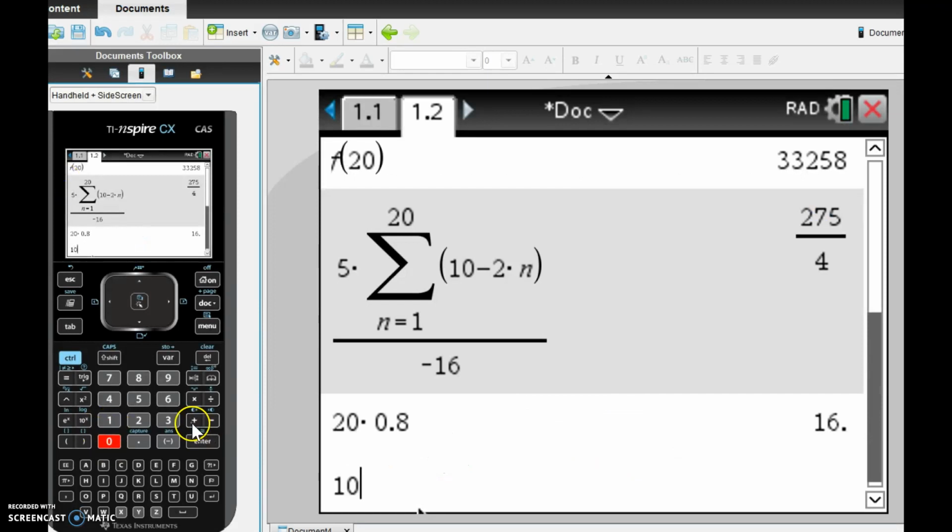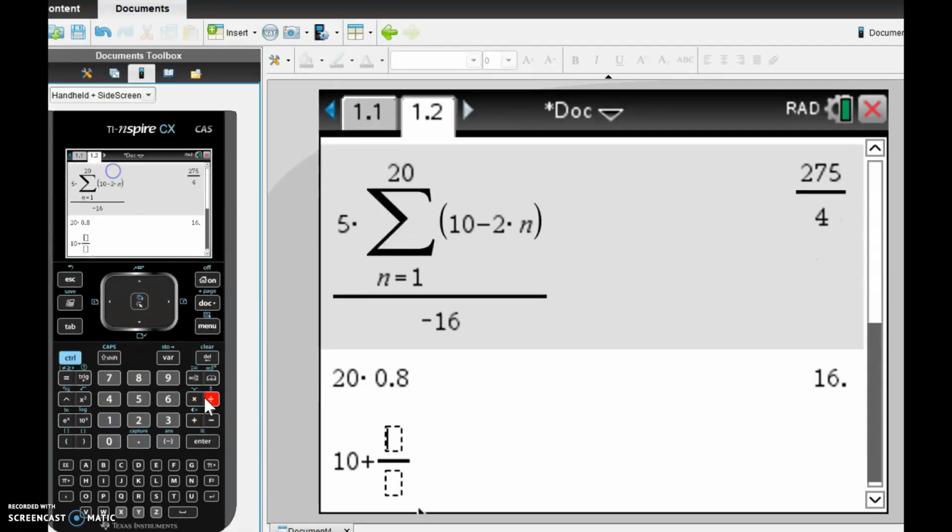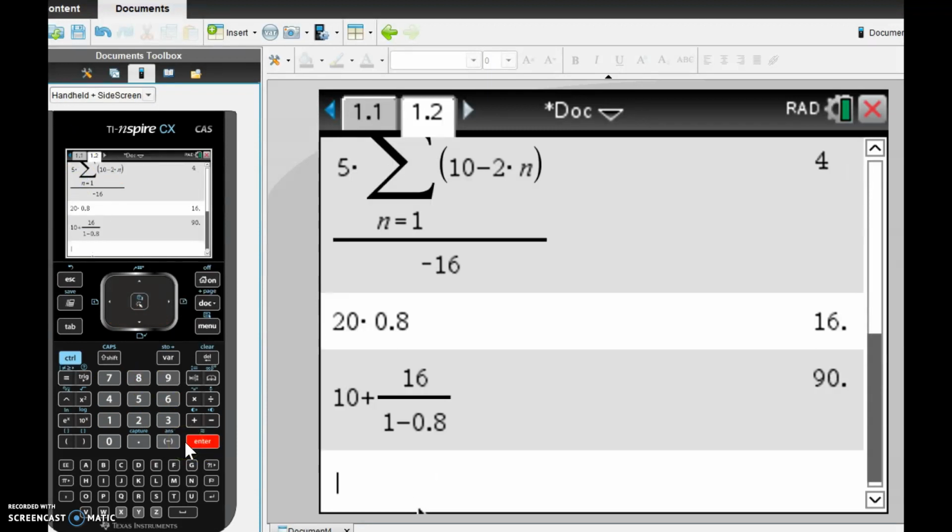10 plus 16 over 1 minus 0.8, and you get 90.